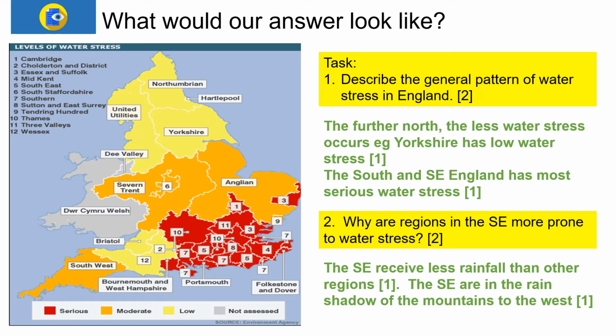So what you'll notice I've done is I've quoted places or areas. So Yorkshire, south, southeast, north, and I've also quoted from the key. So I've said low water stress, serious water stress, and that's got me my 2 marks. Number 2, why are regions in the southeast more prone to water stress? Something like the southeast receives less rainfall than other regions, 1 mark. The southeast are in a rain shadow with the mountains to the west, 1 mark.